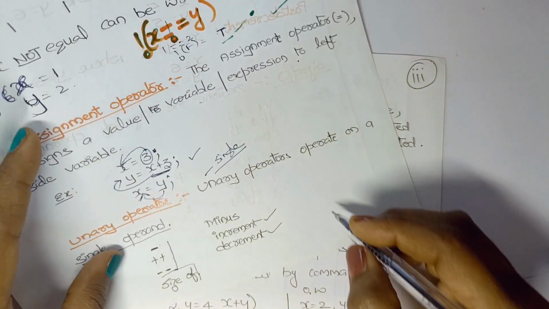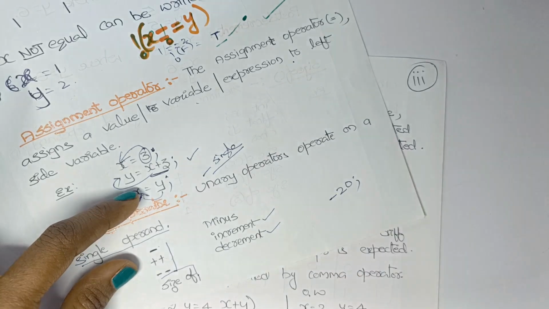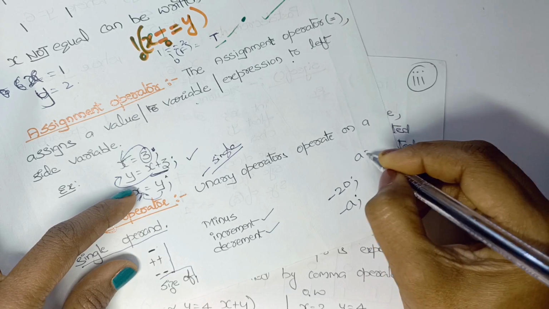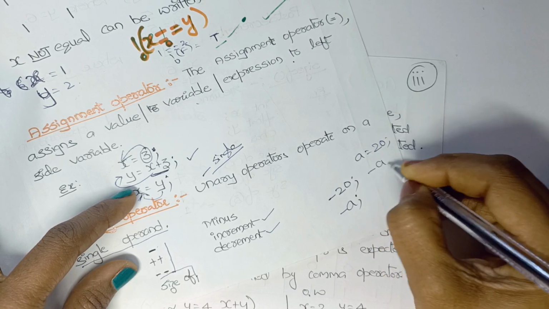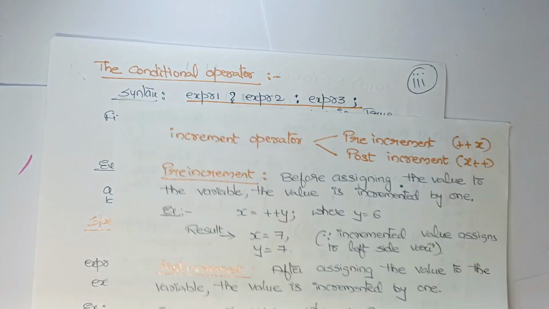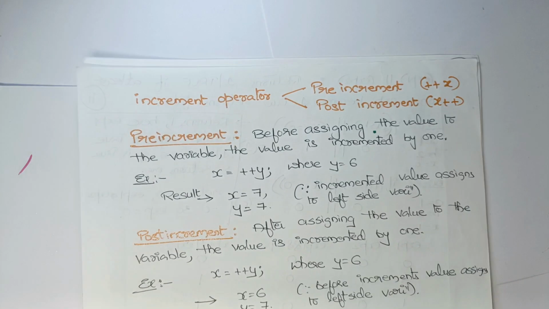First we will see minus. Minus means simply, if you are mentioning minus 20, like that. For example, a is equal to 20, and minus a is nothing but the value minus 20. Next we will see increment operators. In the unary operators we have taken increment, so that increment operator we will see.